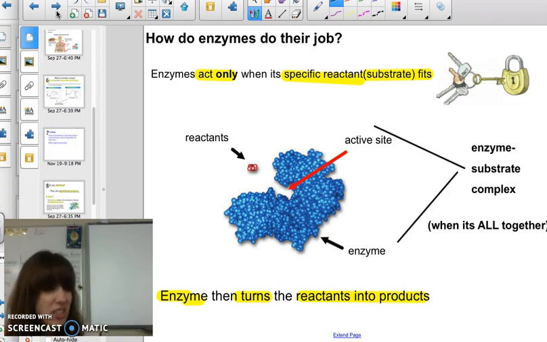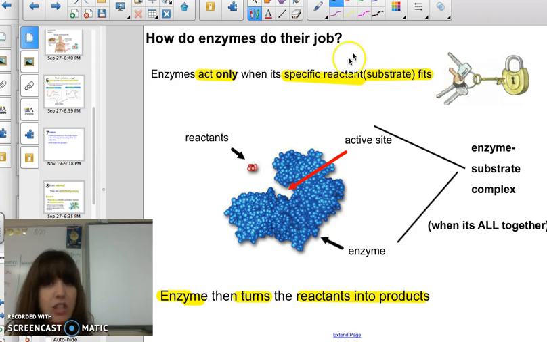So what do they look like? How do they do their job? Here we have a picture of an enzyme, a large macromolecule protein, and it has this part called an active site. Now that active site is unique depending on the reactants. So only specific reactants fit into certain specific enzymes. Each enzyme is unique to the type of reaction that it helps.